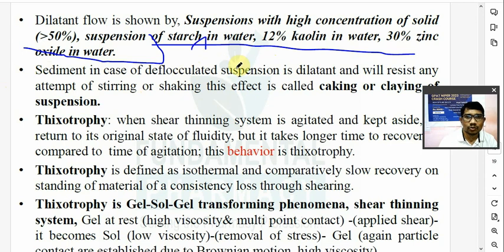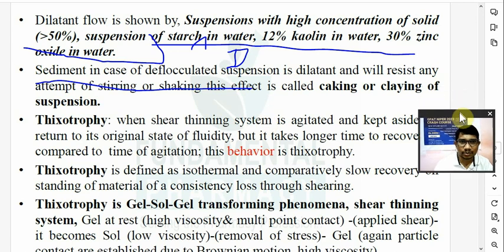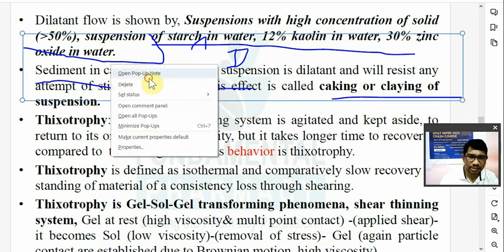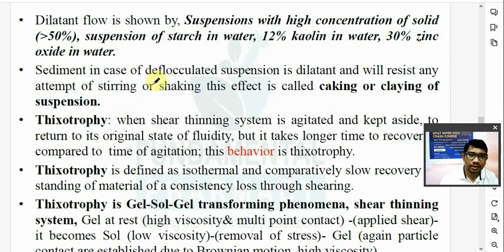Dilatant flow. Dilatancy means shear thickening system. Pseudoplastic flow means shear thinning system. याद रखना है. Sediment in case of deflocculated suspension is a dilatant and will resist any attempt of stirring and shaking. This effect is called caking or claying. Sediment जो बनता है suspension में, sediment in the deflocculated suspension is a dilatant and it will resist any attempt of stirring.